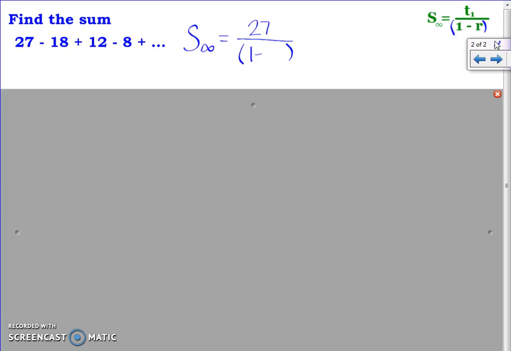T1 minus T2. Not minus. T1 divided by T2. Oops. No, T2 divided by T1. Okay, so if we simplify this, what do we get?